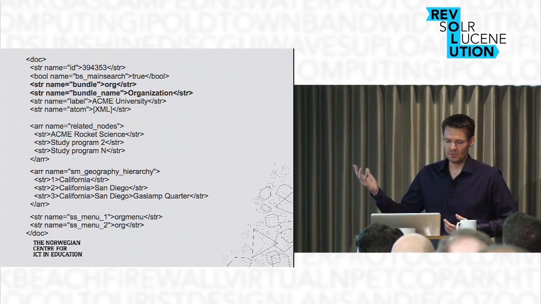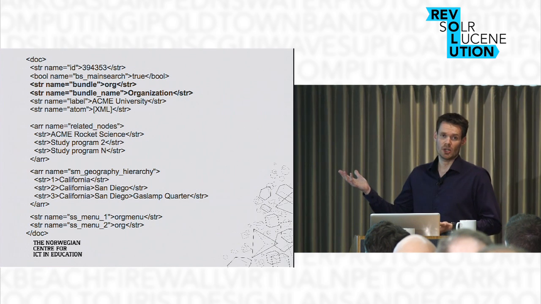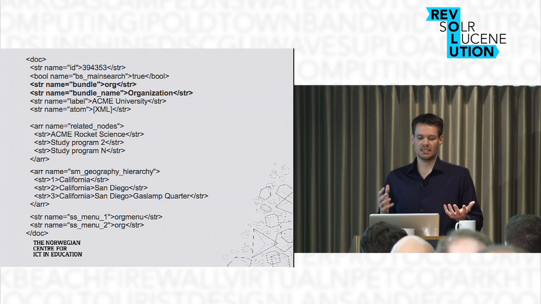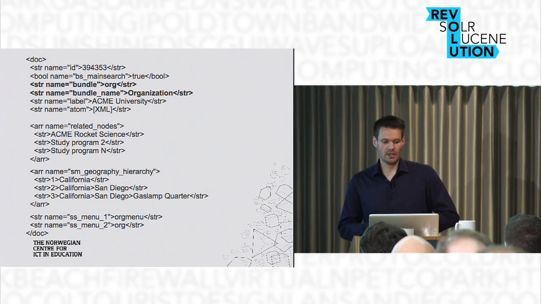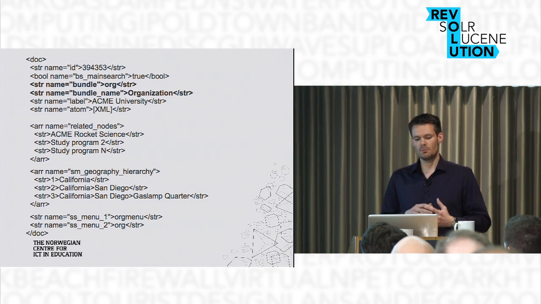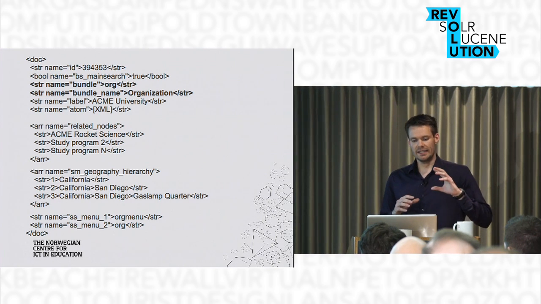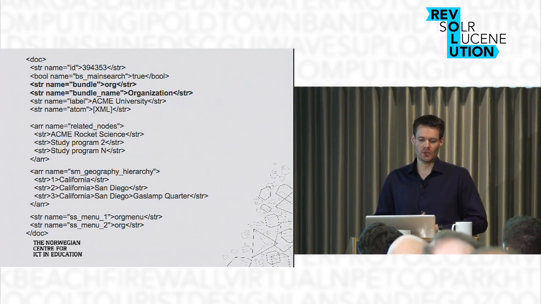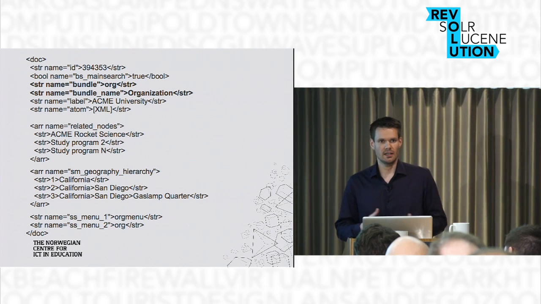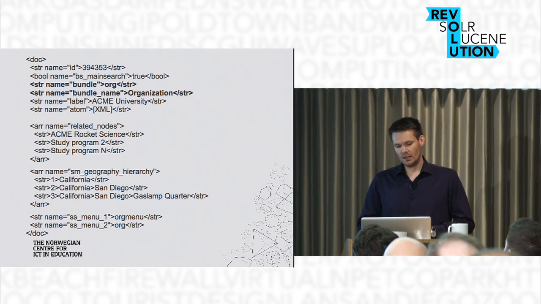So here's an example of the Acme University. This is a mock-up Solr document, of course, depicting one organization. You can see it from under the array with the related nodes. That's an example of how we flatten data. We put all the study programs offered by a specific organization and index it together with it, so that if you search for Acme Rocket Science or only Rocket Science, the Acme University will show up. It's a basic example of how you do data denormalization.